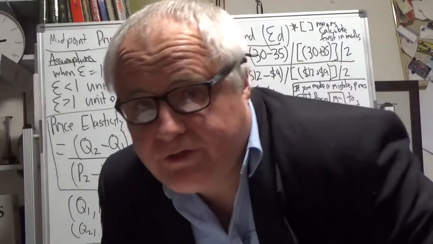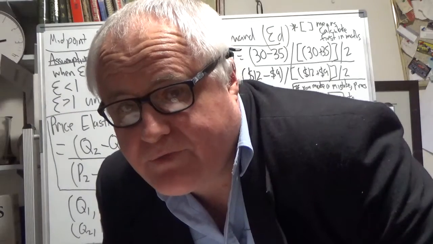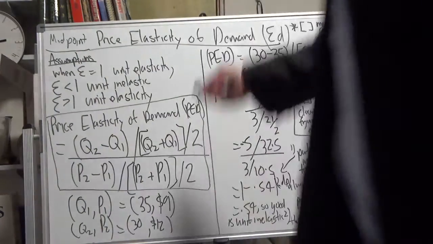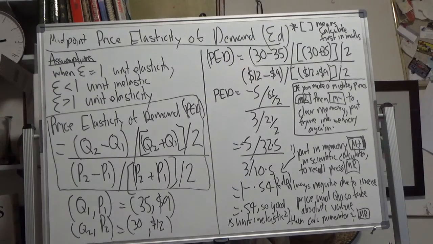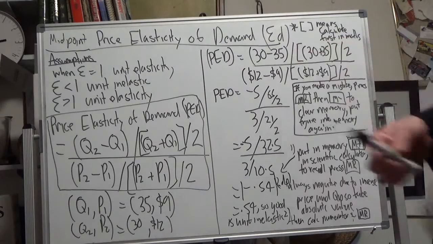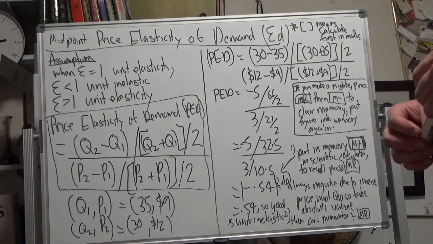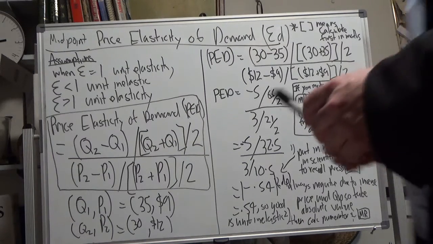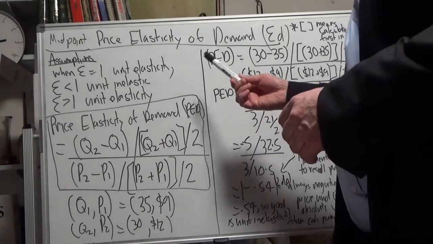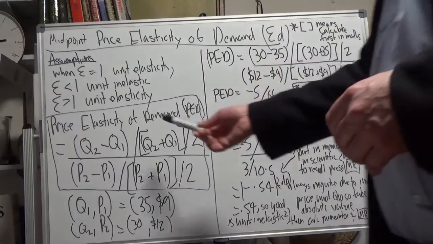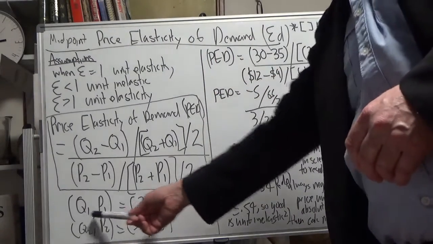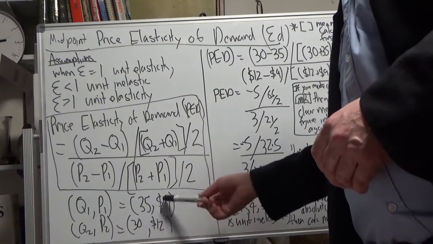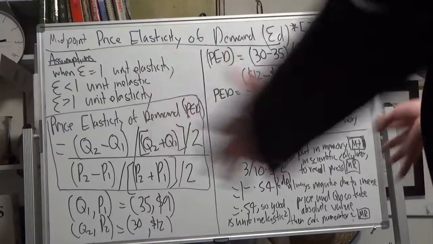Hello, I'm Stephen, and today I'm going to give some calculations of various elasticities. I'll start with the midpoint price elasticity of demand, and that's different to point elasticity of demand, which I'll get to after this example. So with the midpoint, you're working between 2 points, 2 coordinates, Q1, P1, Q2, P2, 2 sets of quantities, 2 sets of prices, and an average between the two.